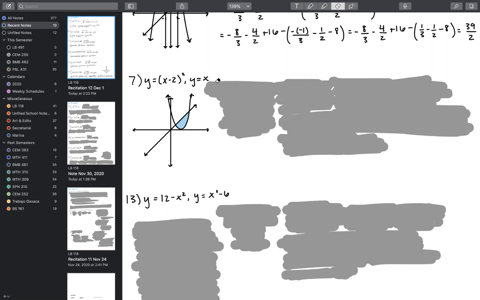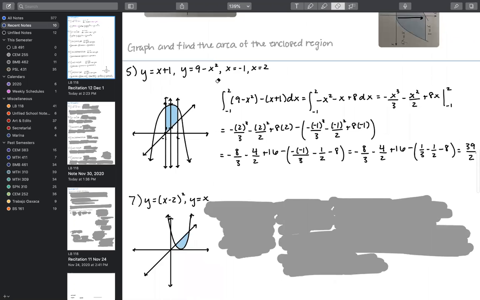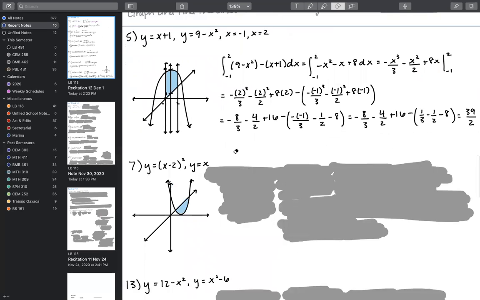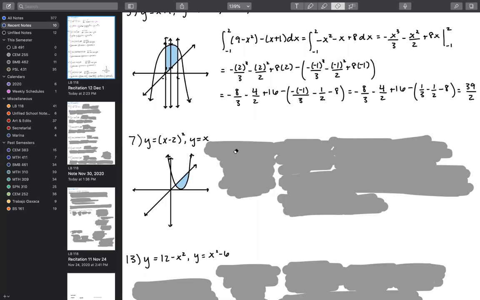And in this case, what's a little bit different, so some problems, the bounds are obvious. Like in this case, we're given x equal to -1 and x equal to 2. So it was pretty easy to figure out what our lower and upper bounds were going to be. In some cases, there's an additional step that you have to do. And for the next couple of problems, we are going to do that step.